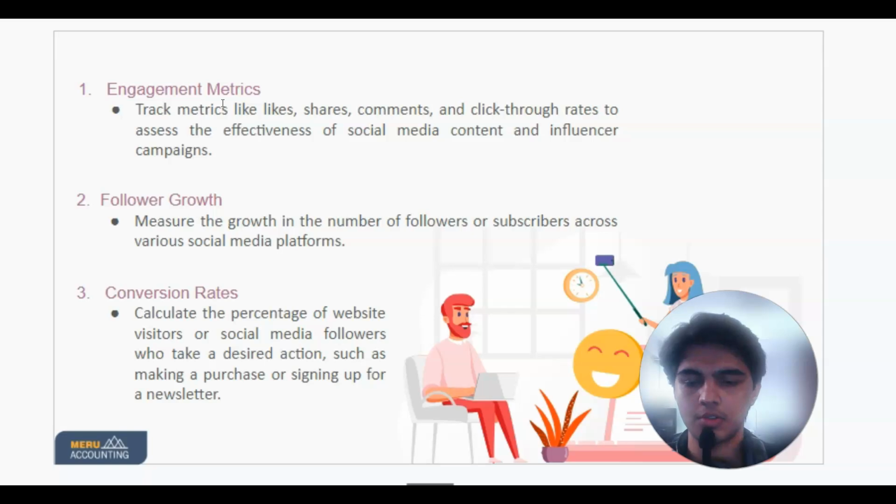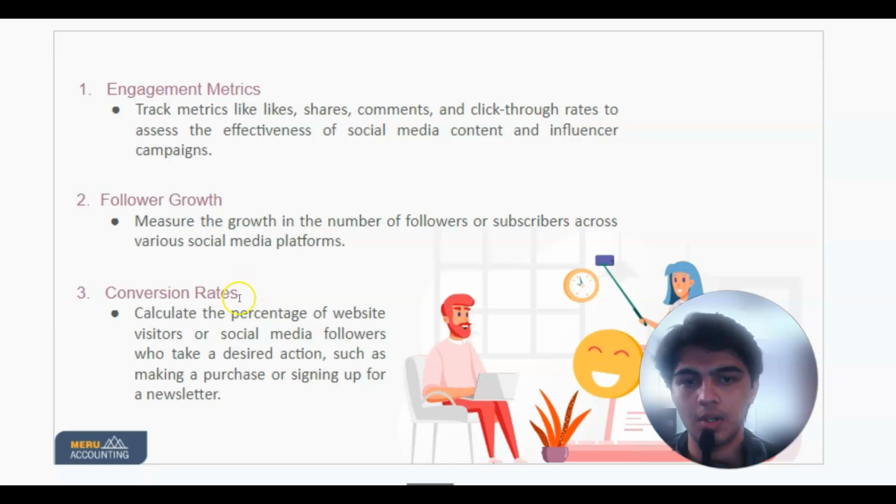This indicator will track metrics like the shares of your content, the comments that people are making on your content, and the click-through rate of that particular post, reel, or any content. This will show the effectiveness of your social media content and your influencing campaigns. Second is followers growth. This indicator will measure the growth in the number of your followers or subscribers across the various social media platforms.